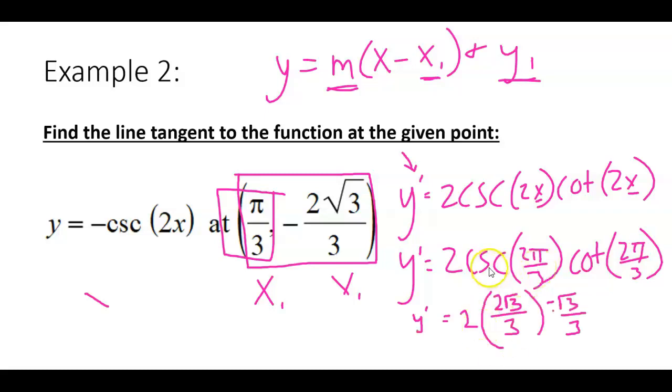All right, so cosecant of 2 pi over 3, you guys should have gotten 2 radical 3 over 3. And for cotangent of 2 pi over 3, you should have gotten negative radical 3 over 3. All right, now we're going to simplify. 2 times 2 is 4. Radical 3 times negative radical 3 is negative 3. So we have 4 times negative 3, which is negative 12 on the top. And on the bottom, 3 times 3 is 9. And then that reduces to negative 4/3.